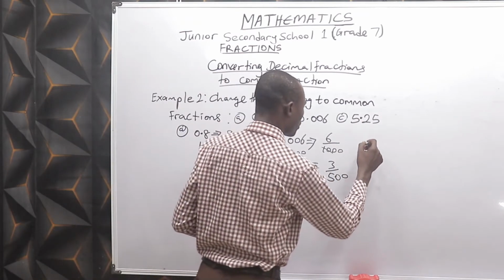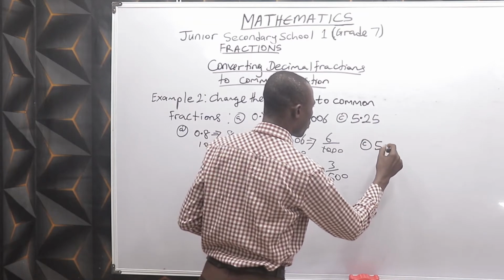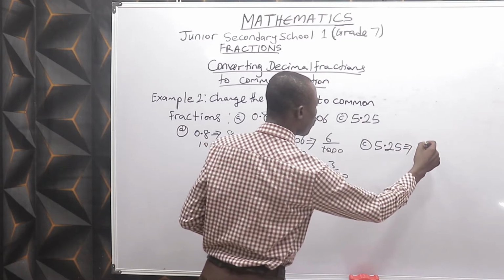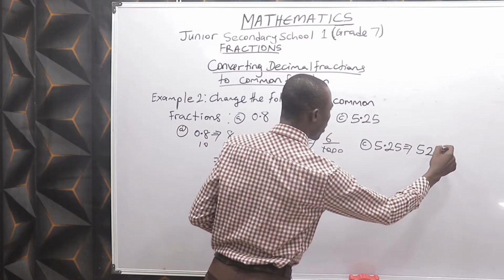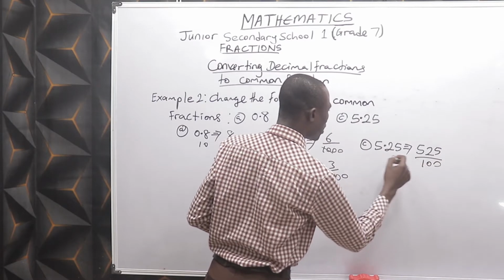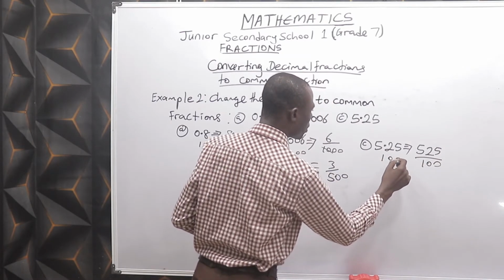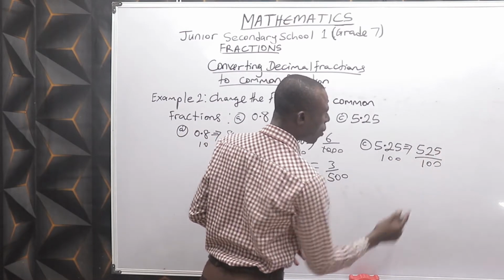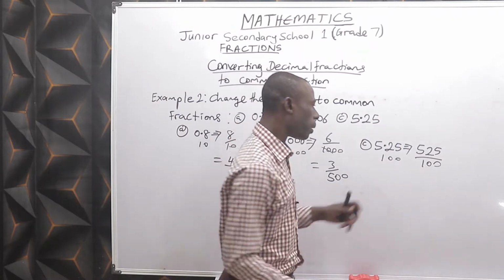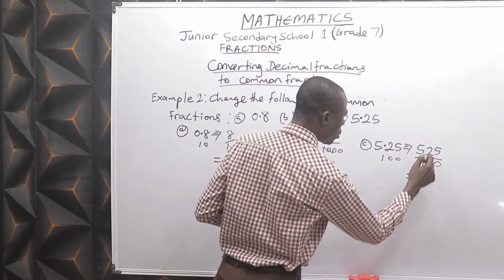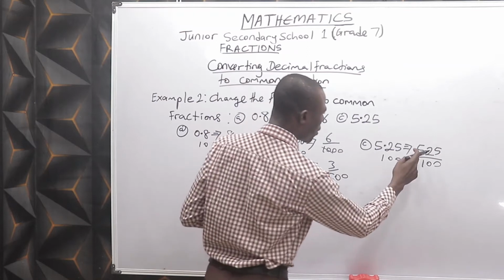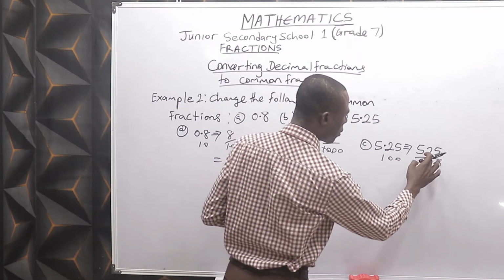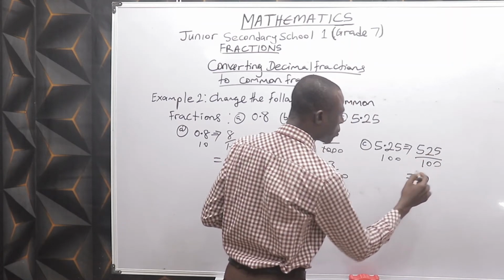And lastly, question C, which is 5.25. That will be 525 all over 100. So this decimal point will no longer be there when it is expressed in this way. So we reduce this to its lowest form. 5 in 5, that's 1. 5 in 2, that's 0.